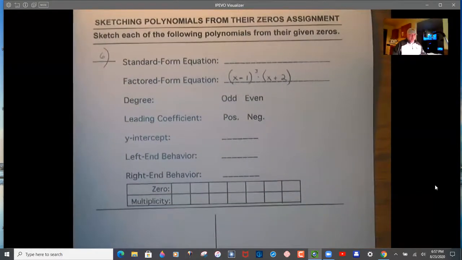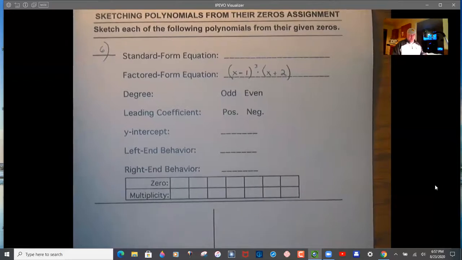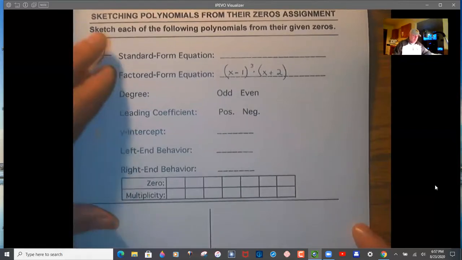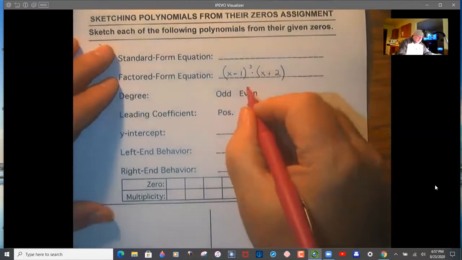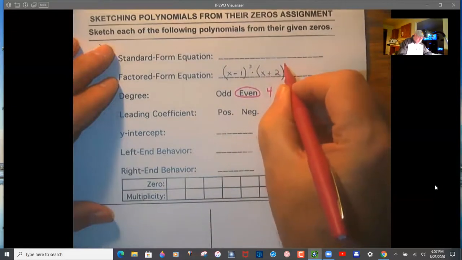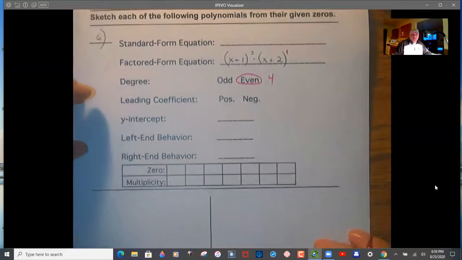And I don't care that you do the standard form equation. That's just very time consuming, but know how to, so you might want to practice a couple of them as you do this. So our degree on this first one is 4 because we have a 3 and a 1 power. And you're going to add those together.